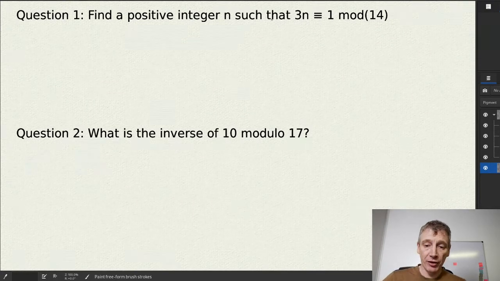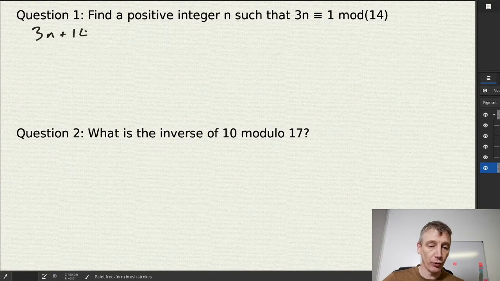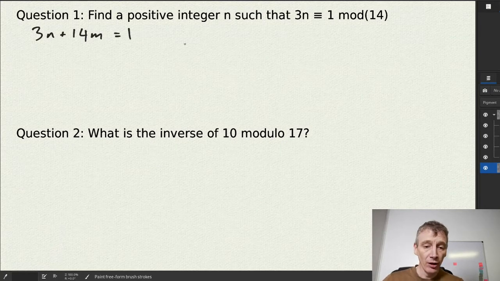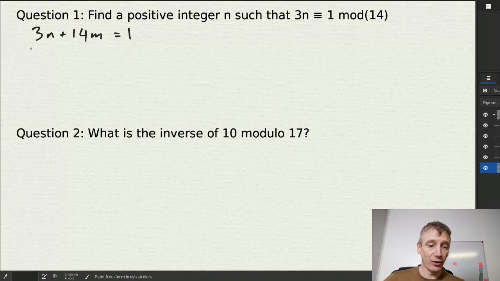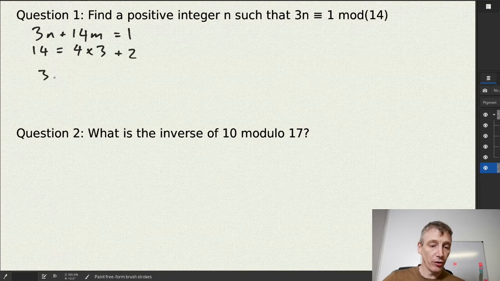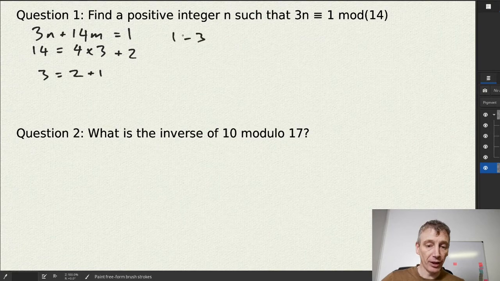So find a positive integer n such that 3n is equal to 1 mod 14. Well, this is the same as calculating 3n plus 14m equals 1. So let's use our technique to get the greatest common divisor of 14 and 3. 14 is equal to 4 times 3 plus 2. 3 is equal to 2 plus 1. So then we've got 1 is equal to 3 minus 2, which is equal to 3 minus (14 minus 4 times 3).